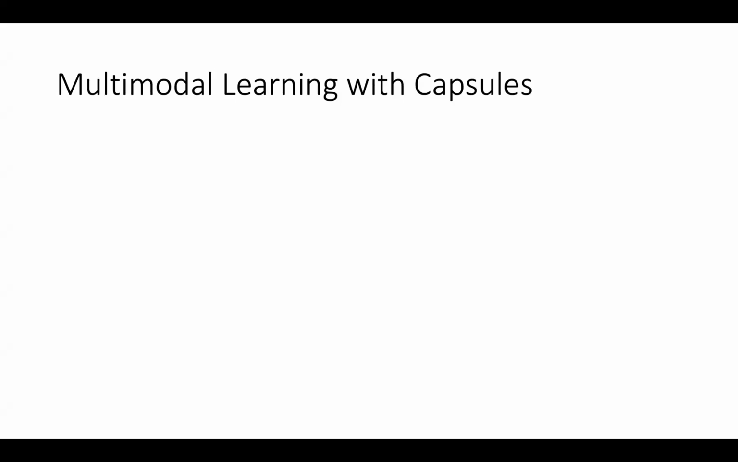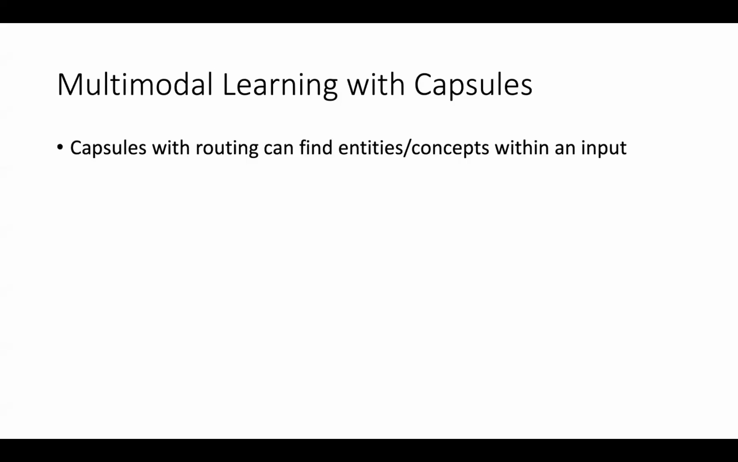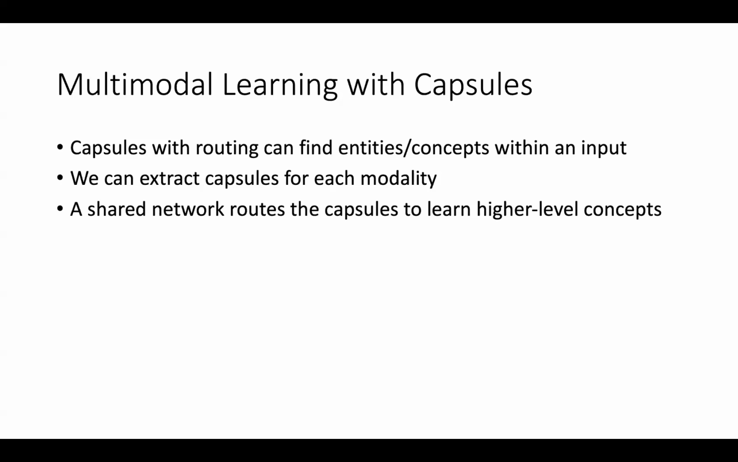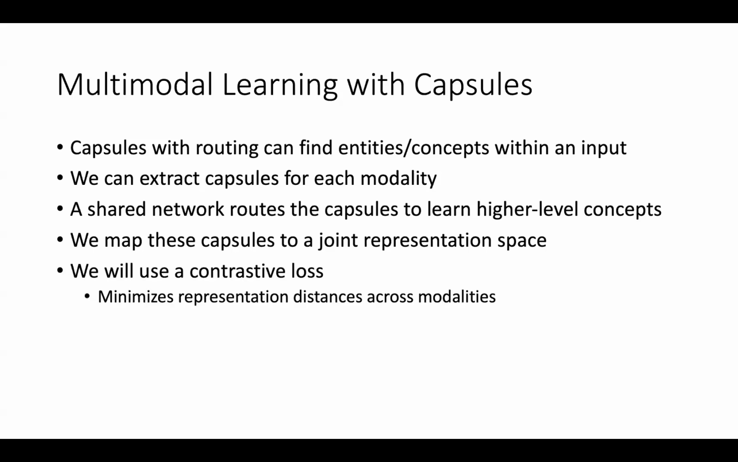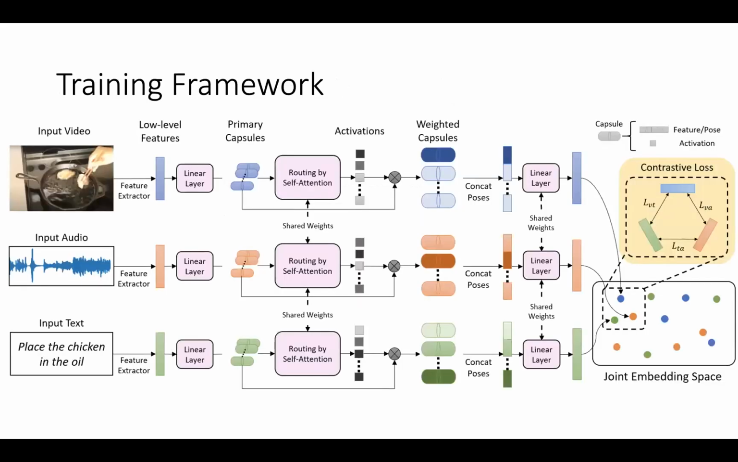So how do we do this with capsules? Again, we know that capsules with routing can find entities or concepts within an input. What we do is we extract capsules for each modality: the video, audio, and text. We have a shared network which routes the capsules to learn higher level concepts within each of the modalities. And then we map them to a joint representation space. This joint representation space is enforced using a contrastive loss, which tries to minimize representation distances across the different modalities. So this is our capsule framework, and I'll go through each part now.